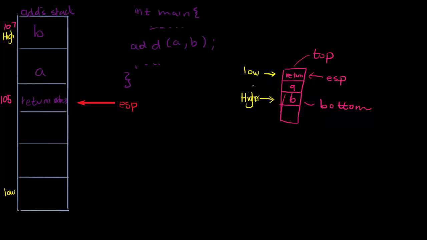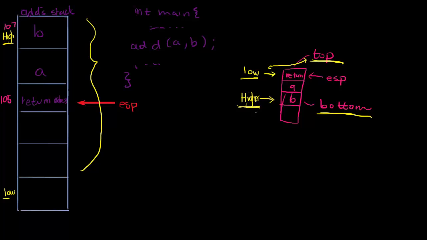So a lot of people like to draw it in this way because it goes from low to high, and some people like to draw it this way because it goes from top to bottom. So it doesn't really matter which way you draw it, but just make sure that you're aware of this, I guess, counterintuitive aspect of the stack, where the top of it is at a low memory address and the bottom of it is at a high memory address. And also remember that ESP always points to the top of the stack no matter what.